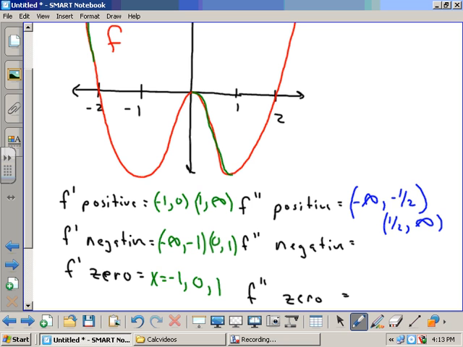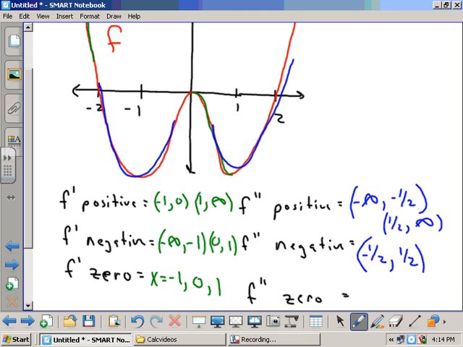Just again, outlining these points here, concave up, and here, concave up, until we get to about that half. Second derivative is negative when we are concave down. Concave down, the only interval looks like we're from negative 1/2 to positive 1/2.